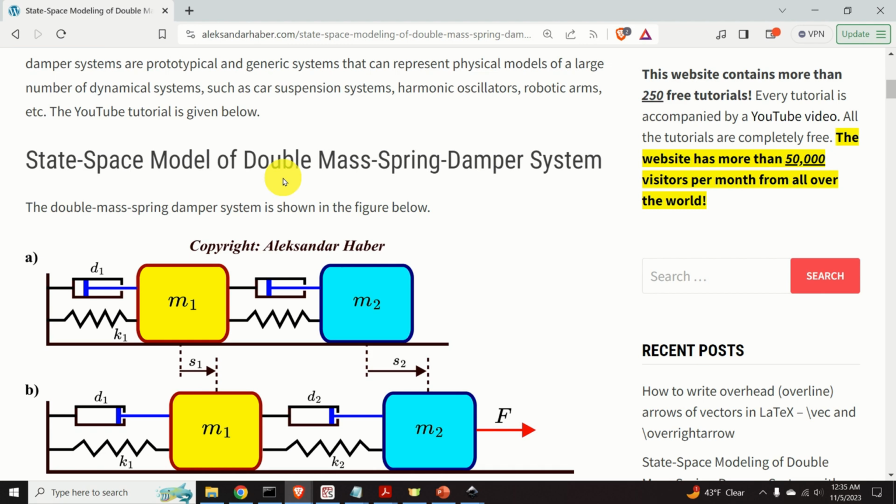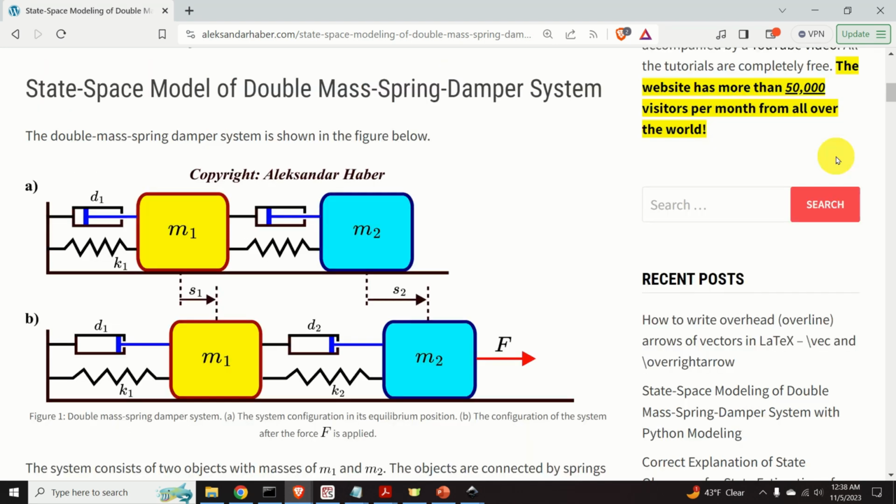In this tutorial, we explain how to develop a state space model of a double mass spring damper system. We also explain how to simulate the derived state space model in Python. The main motivation for creating this video tutorial comes from the fact that mass spring damper systems are prototypical and generic systems that can represent and model a large number of physical systems and dynamical systems, such as car suspension systems, harmonic oscillators, robotic arms, etc.